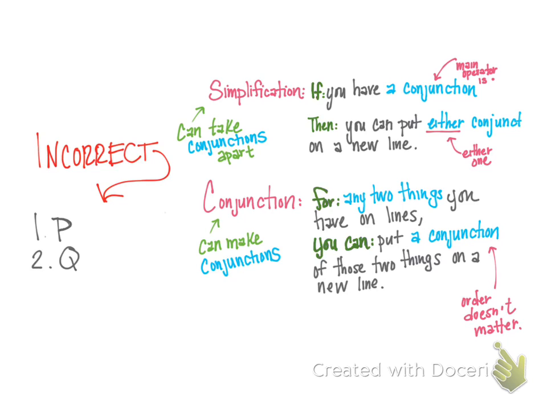And likewise, you can't just make other kinds of statements other than conjunctions. So you can't make a conditional using the conjunction rule. That's not a thing you can do. So that's the most common incorrect way to use either of these rules, is to try to take something that's not a conjunction apart or to try to make some other kind of statement using the conjunction rule. You can only use these two rules to work with conjunctions.